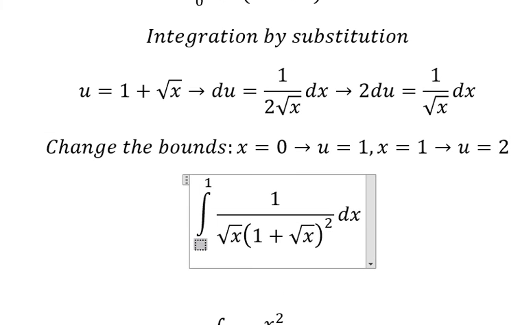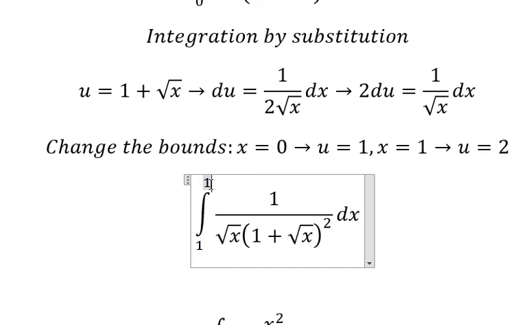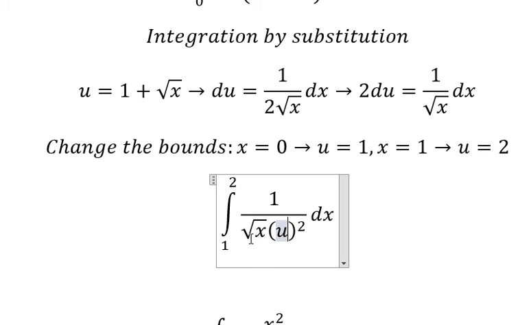Number 0 we change to number 1. Number 1 we change to number 2. This one we change to u. Dx over the square root of x we change to 2 du.